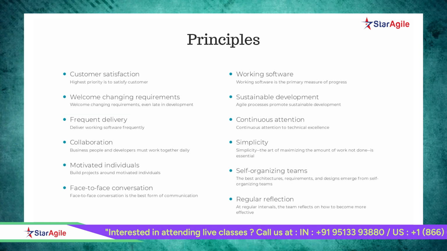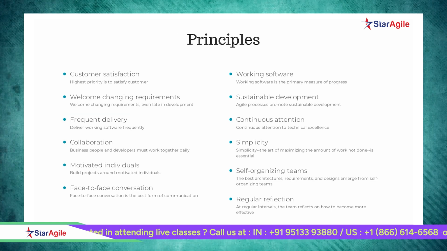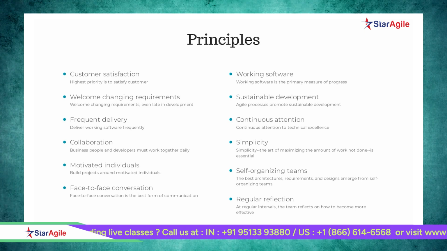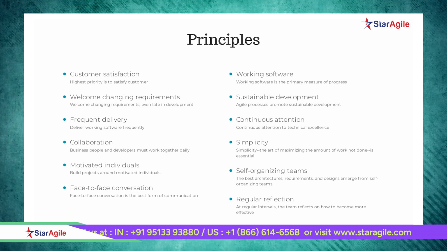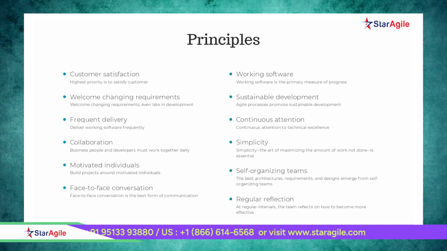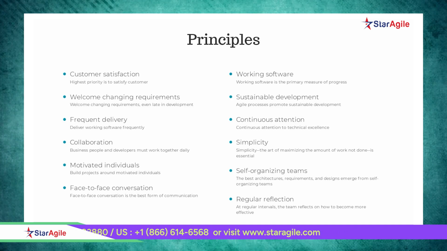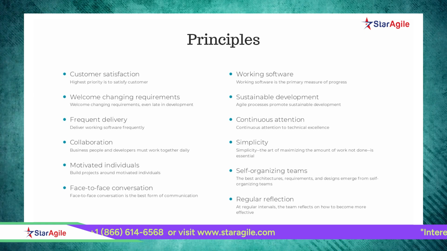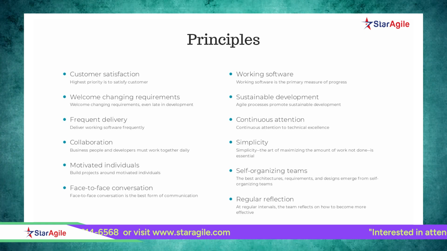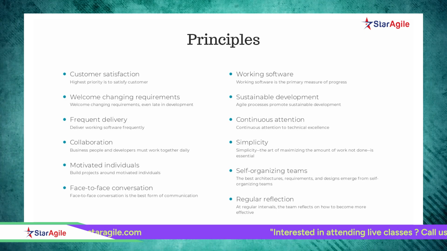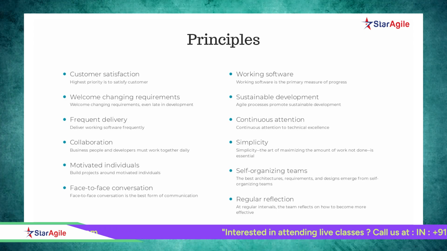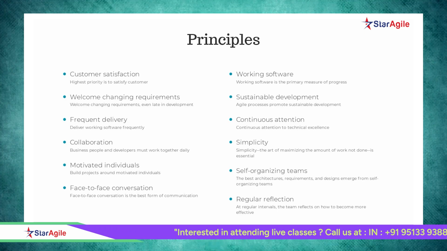The seventh principle, working software is the primary measure of progress. Agile focuses on delivering working software rather than extensive documentation of plans. By measuring progress based on tangible outcomes, teams can assess their productivity and make adjustments as needed.